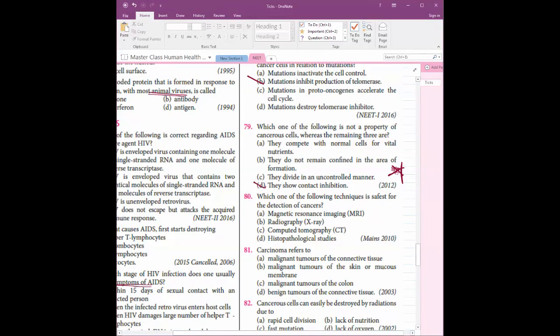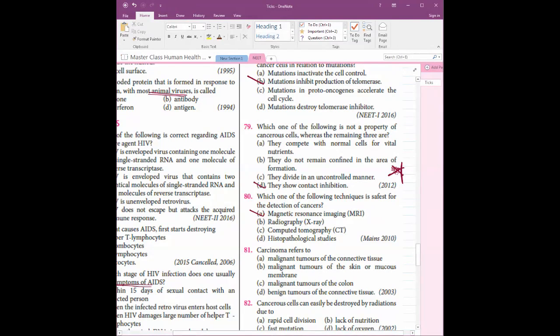Rest everything is right. Okay, which one of the following techniques is safest for the detection of cancer? MRI, radiography, computed tomography, CT scan, or histopathological study? Guys, what do you generally go for? You are going to go for MRI, magnetic resonance imaging. See, guys, CT scan is a little faster, not that sophisticated. But in MRI, you can see different layers of the skin, you get minute sections. And plus, in this you can even come to know the smallest tumors that are present in your body. So MRI is really useful, guys.